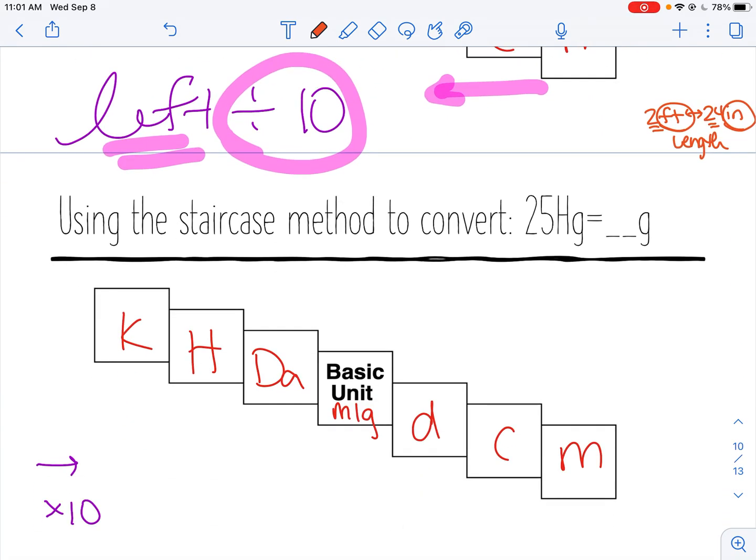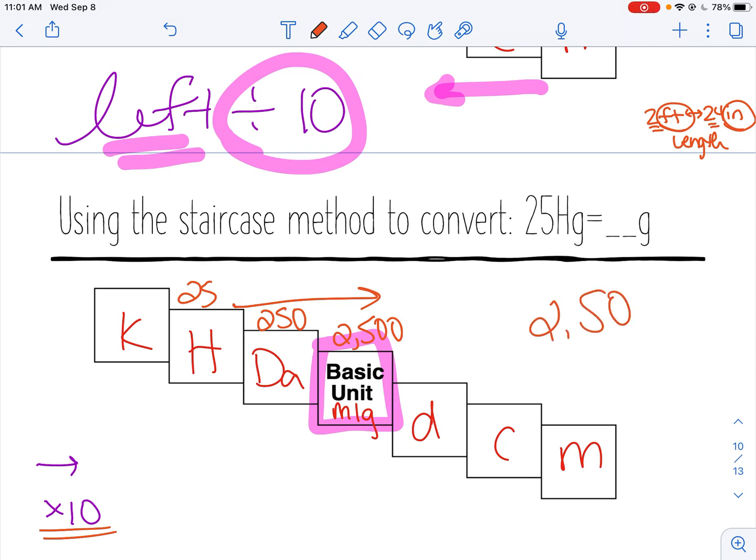If I'm going down the staircase here, 25 hectograms, and I'm trying to get to grams, I'm going to have to multiply it by 10 or move the decimal to the right because I'm coming to the right. So 25 times 10, 250. 250 times 10, 2,500. Boom. That's it.